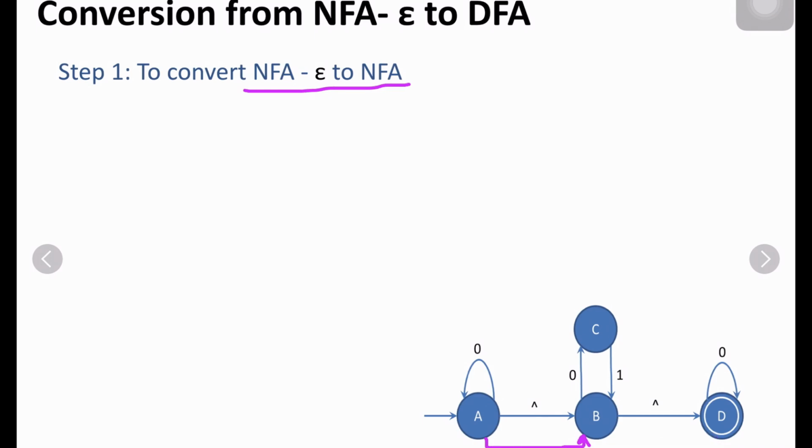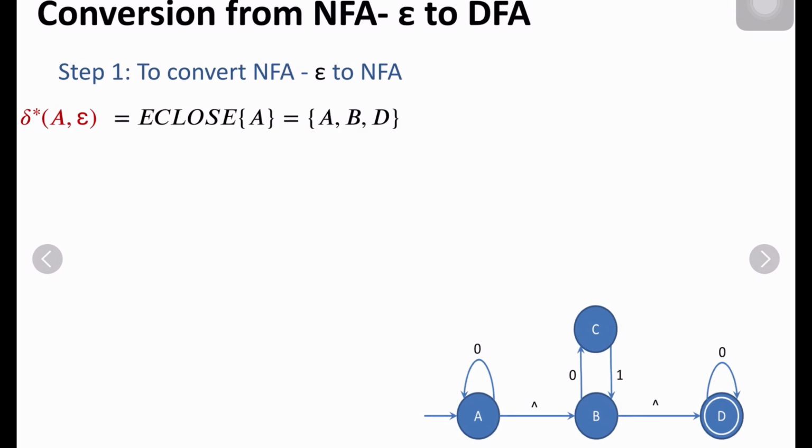Then how do you find the E-closure? Delta star of A comma epsilon is nothing but the E-closure of A. The E-closure of A: it can reach B, and in turn it can reach D. So the result you get is A, B, D. Then for this you need to find the transition on each input. What are the inputs given? Here 0 and 1, except epsilon.